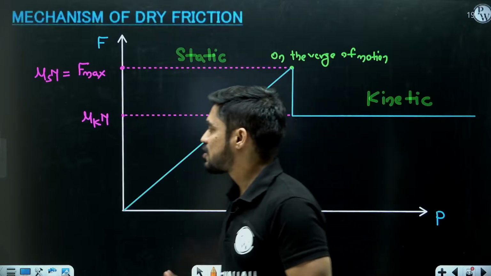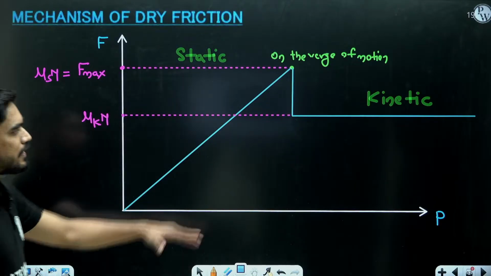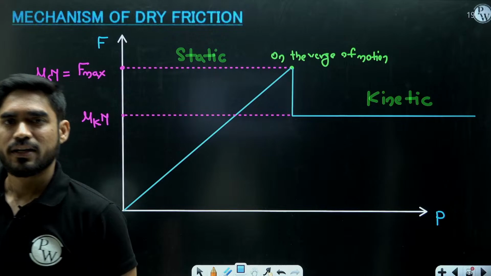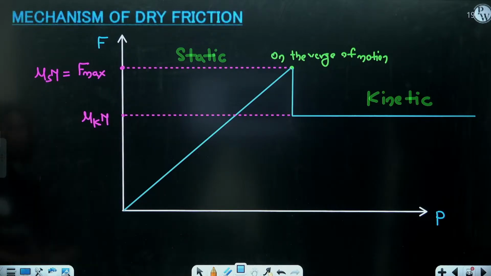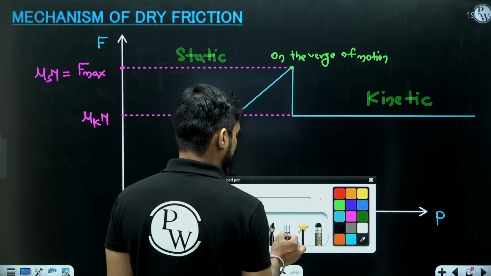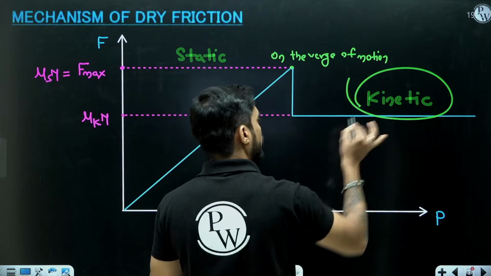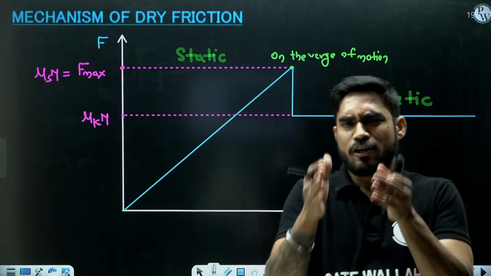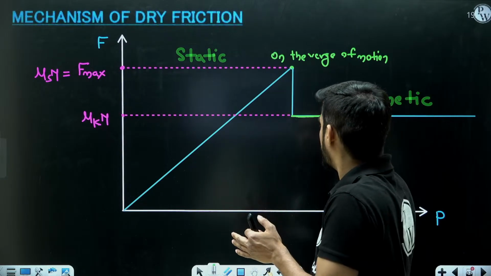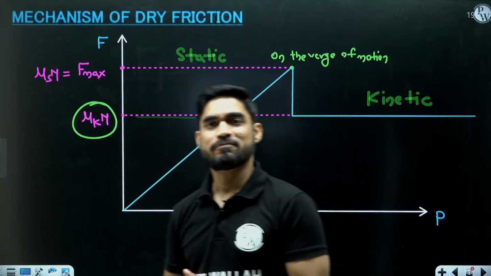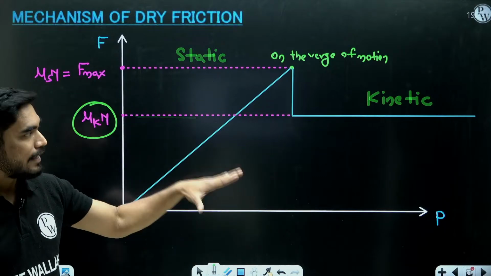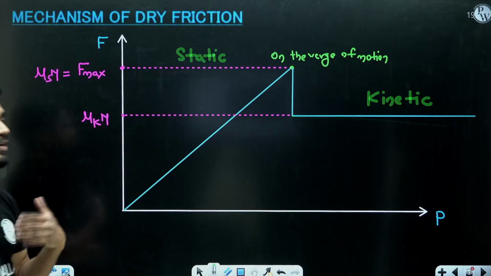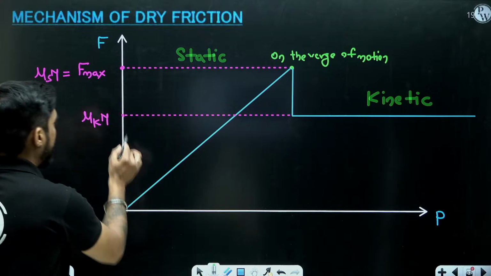So when the body starts moving, the friction force becomes constant. Now practically it does not happen. Practically, this kinetic friction force is not actually constant. Its value depends on velocity. Practically, when the body is moving, the friction force depends upon the velocity of the body. But here we assume that for low velocities, the kinetic friction force is almost constant. So this is just an assumption. Practically, this friction force will also vary with velocity. But for low velocities, we assume that kinetic friction force is constant and its value is mu k into N.